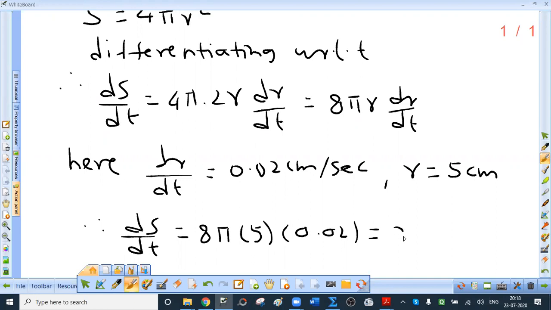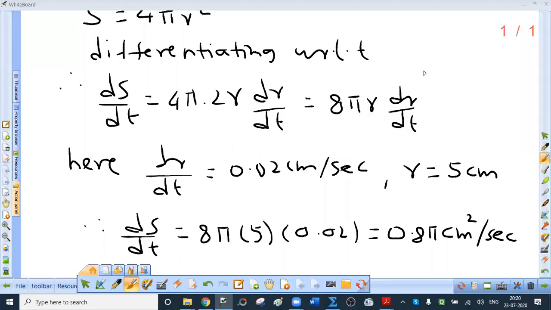So I think it is 0.8 pi. Now unit is important. So what will be the unit? Centimeter square, because it's area per second. So this is the answer. I hope you understood this.